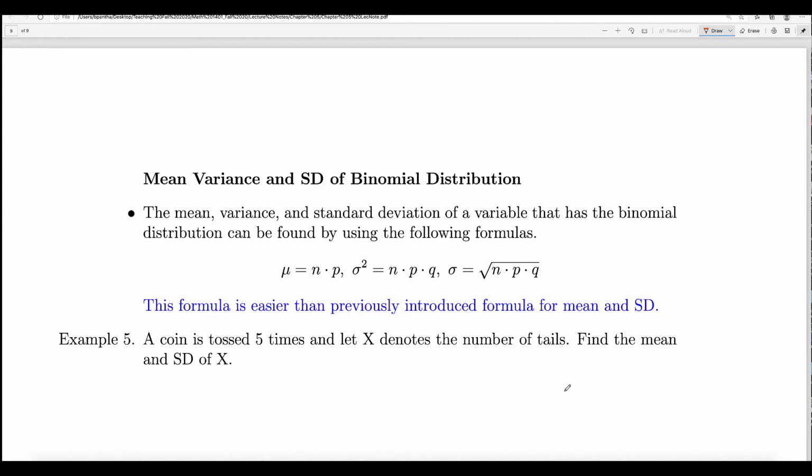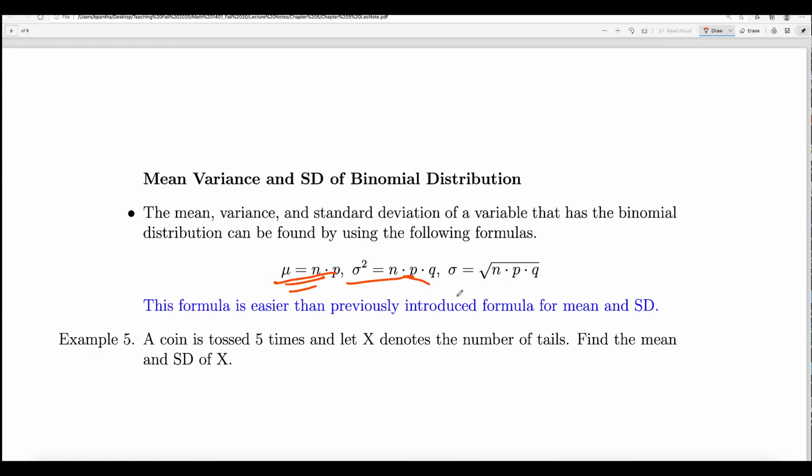But for the binomial probability distribution, the formula is easier. You don't have to do x times px. For the mean, it is n times p. N is the number of trials, p is the probability of success. And for variance, you use n times p times q. What is q though? Q is 1 minus p. And for sigma, you do the root of n times p times q. This formula is easier than the previously introduced formula for mean and standard deviation. We don't have to draw the distribution table.